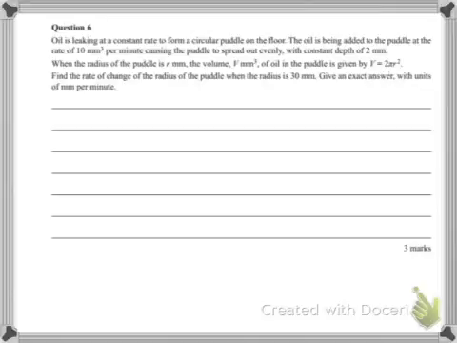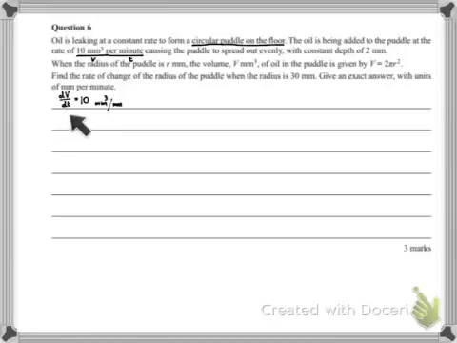And the job is to find the rate of change of the radius of the puddle when the radius is 30 millimeters. We've got to give our answer with units of millimeters per minute. Okay, so first off, circular puddle on the floor. Alright, so we can illustrate that with a diagram. And it's increasing with a rate.